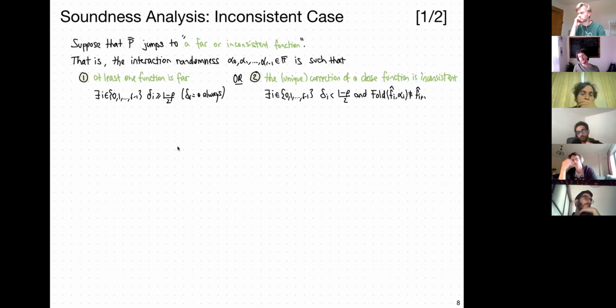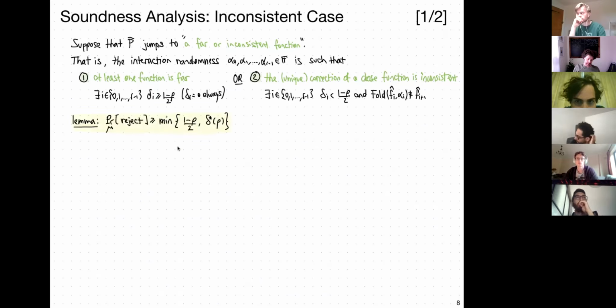And intuitively here, if we switch the function, because this is a code and any two low-degree polynomials differ on many points, then this would also be something that is easy to catch. Okay, so that's the idea. And the lemma that we'll show in this case is that the probability that we will reject is precisely the minimum between that and the distance of the code.